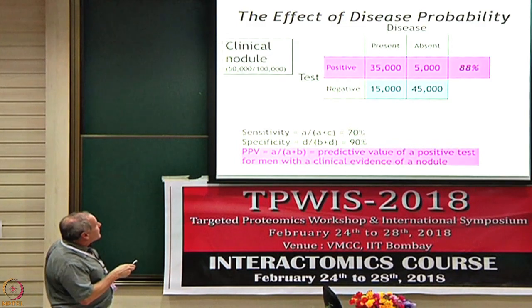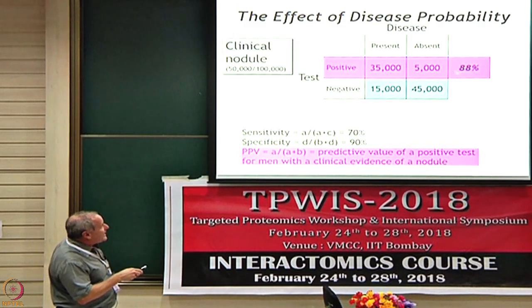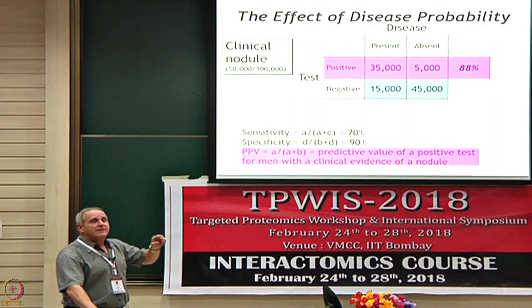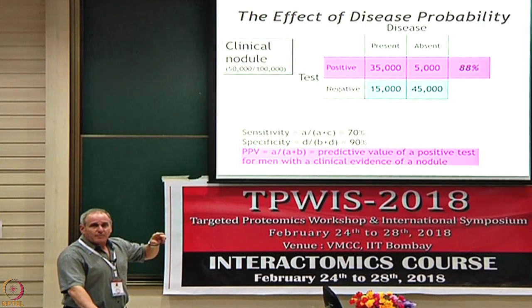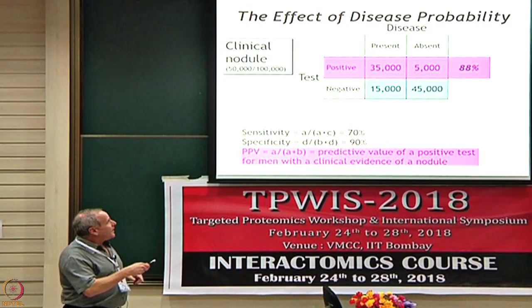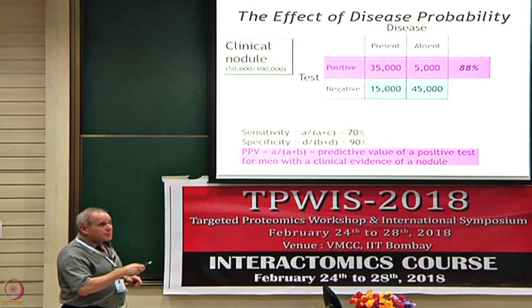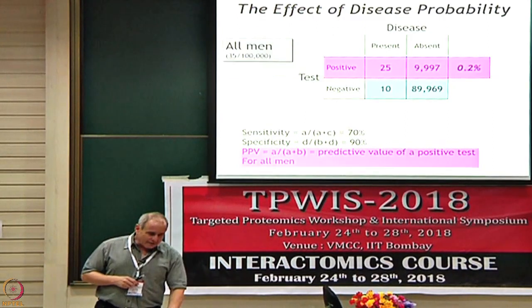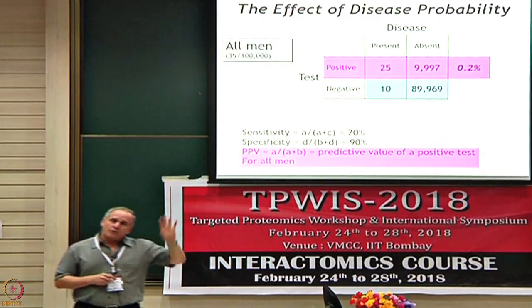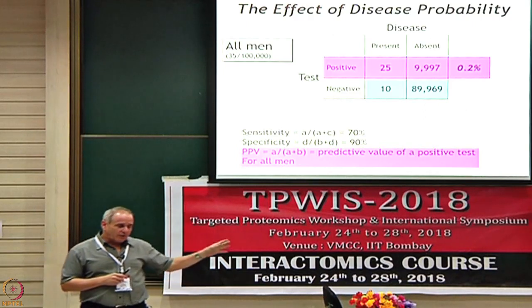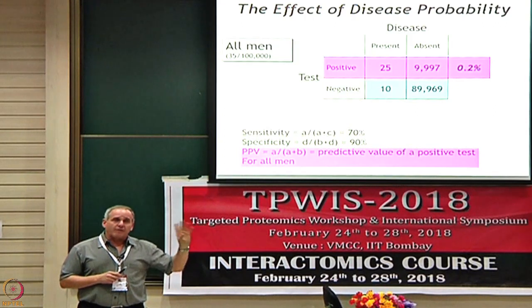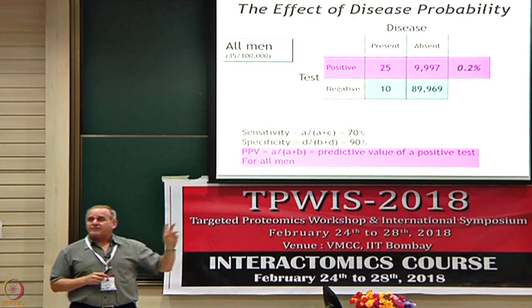If you do the math, the positive predictive value is 88%. So even though you already have a suspected mass, and even though this test has a 70% sensitivity and a 90% specificity, the predictive value is still not 100%. It's still about 88%. Okay? Now let's look at a very different population. We'll go to the other end of the spectrum. Let's look at all men, 35 men in 100,000 that have the disease.